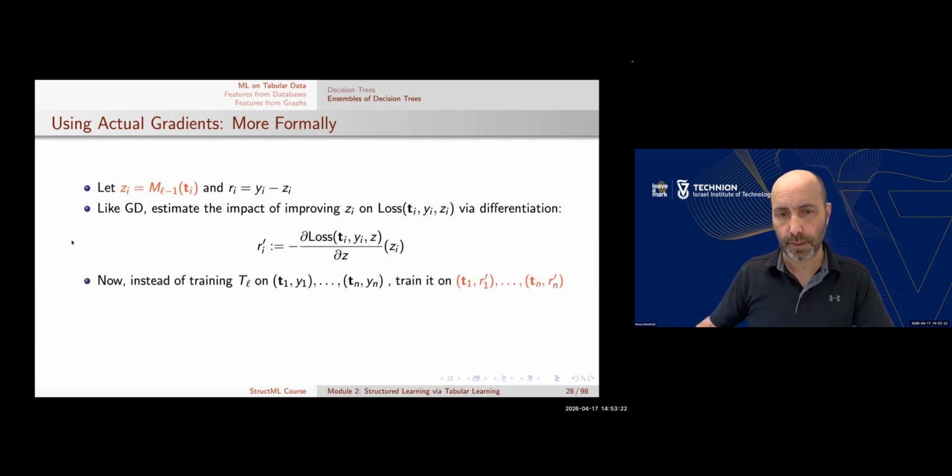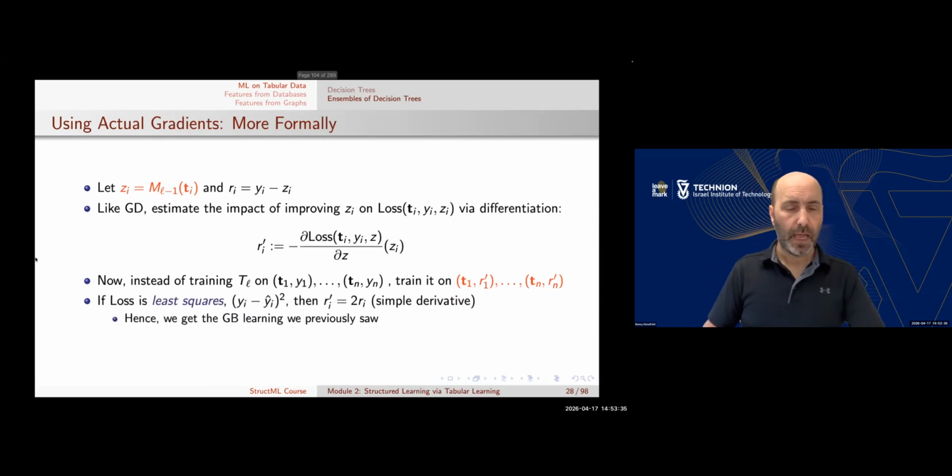Okay, and this is what we train on. Instead of training on the labeled examples, we're training on the gradients, on the R prime i's. Okay, so that's the idea of gradient boosting.